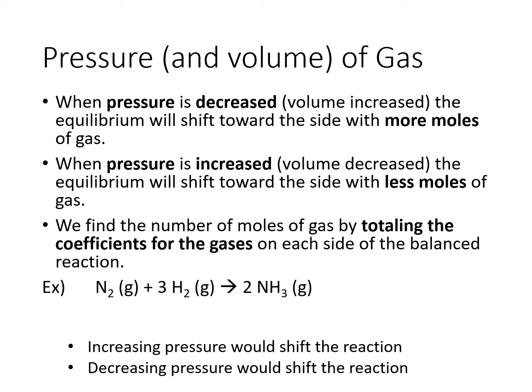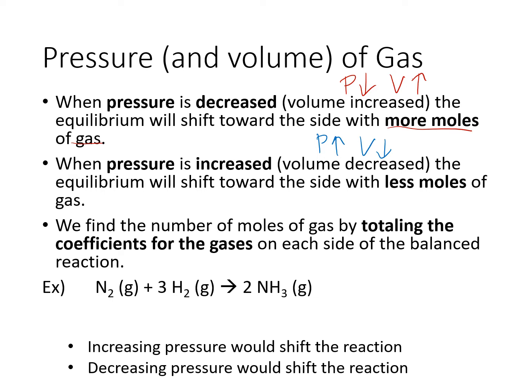So when pressure is decreased, the volume is going to increase for this situation. So if pressure goes down, volume goes up, just like we learned in our gas laws, they are opposites of each other. So the equilibrium will shift toward the side with more moles of gas. Okay. When pressure is increased, P goes up, then volume decreases. Again, they're opposites. The equilibrium will shift to the side with less moles of gas.